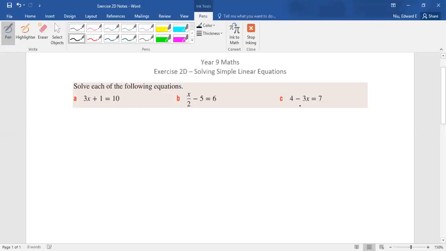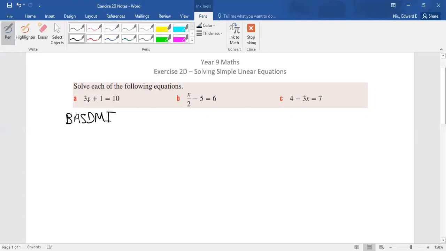Like 4 take away 3 times the mystery number equals 7. You might be able to figure that off the top of your head. But here's a way to figure it out. Whenever we deal with linear equations, we inverse BIDMAS. So if we write the acronym BASDMI, this gives us the order of elimination when we're dealing with linear equations.